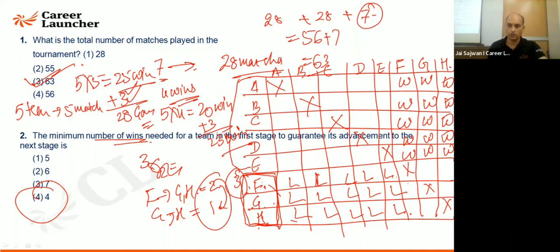They're going to lose. Say F wins here, so this is losing. This loss here, so this is going to win. This win, I'll say this is loss. I hope you understand this. With them, because there are 3 matches, so there will be 3 wins.